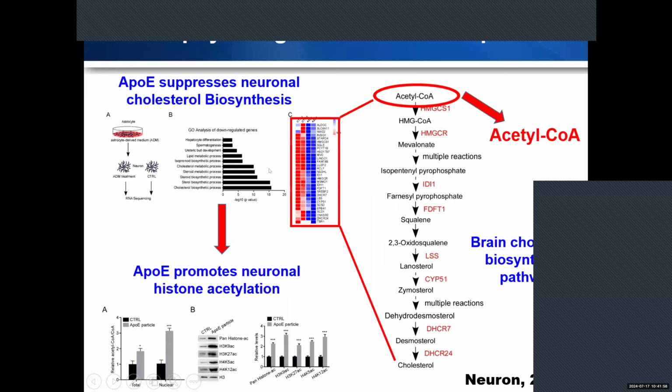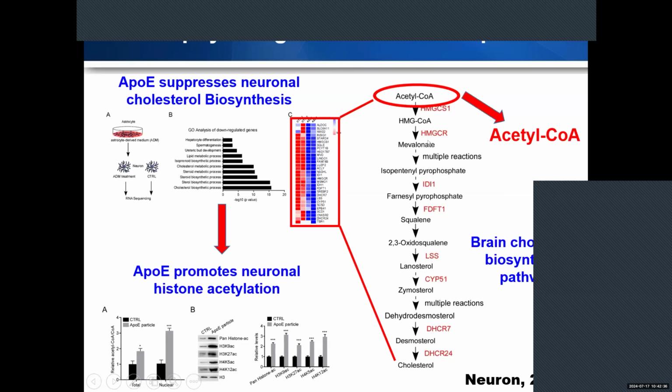Then we did RNA-seq after ApoE treatment. After RNA-seq, we found the RNA expression level changed dramatically, especially with many genes downregulated. From the downregulated genes, we did a GO analysis and found many genes related to lipid metabolism. The red panel is the cholesterol biosynthesis pathway. It goes from the substrate acetyl-CoA through about 20 different steps, then becomes cholesterol.